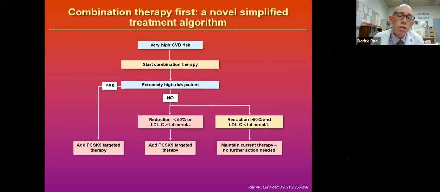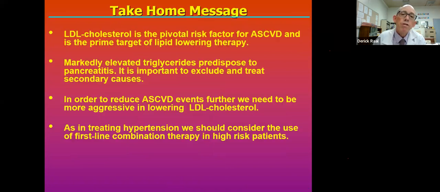If we're unable to achieve the targets in our high-risk patients, that is when we should think about the addition of PCSK9 targeted therapy. Unfortunately, it is costly and it's not available at the moment to us in the state sector, but hopefully things will change in the future.